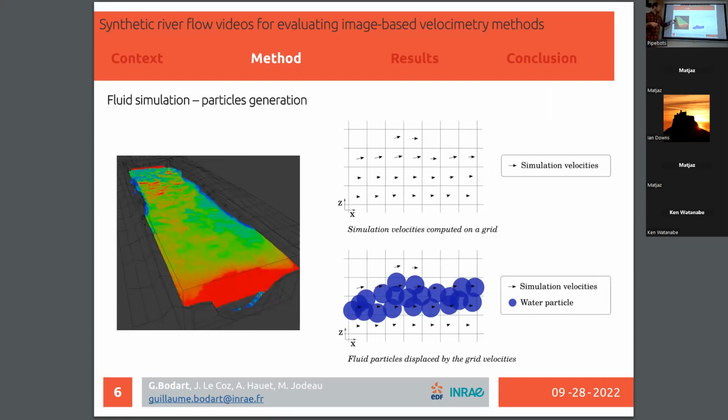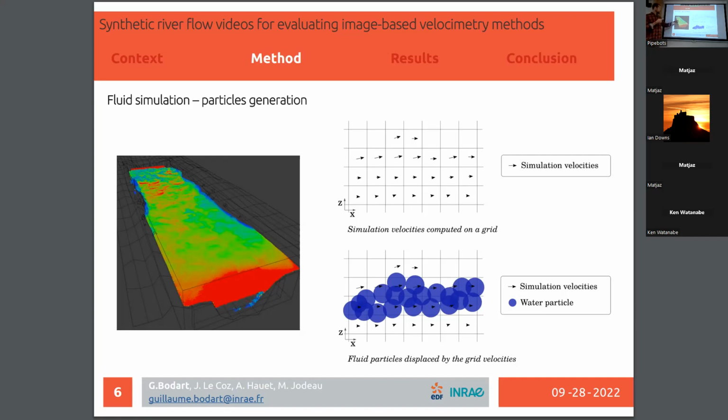Then we set up a simulation domain on the scene. And with Mantaflow, we carried out the fluid simulation. The fluid simulation is based on the Navier-Stokes equation, and it uses a half grid and half particle based framework. I'll try to summarize it quite quickly. Here you can see the ZX projection of a grid. First, the velocities are computed on a grid and stored in this grid, and these simulation velocities are used to displace the particles at each time step.